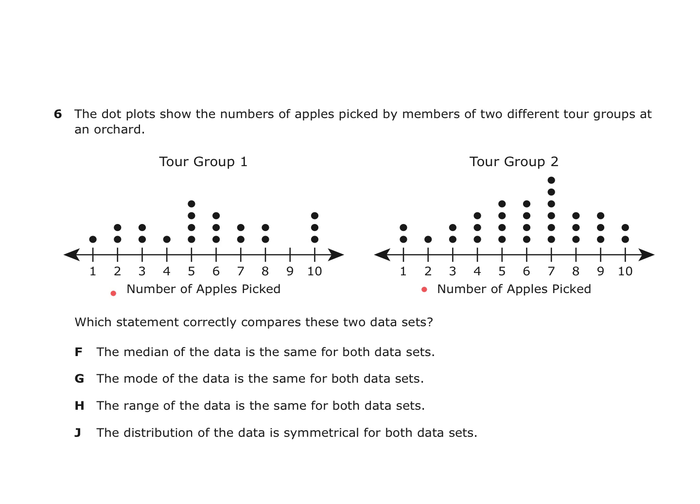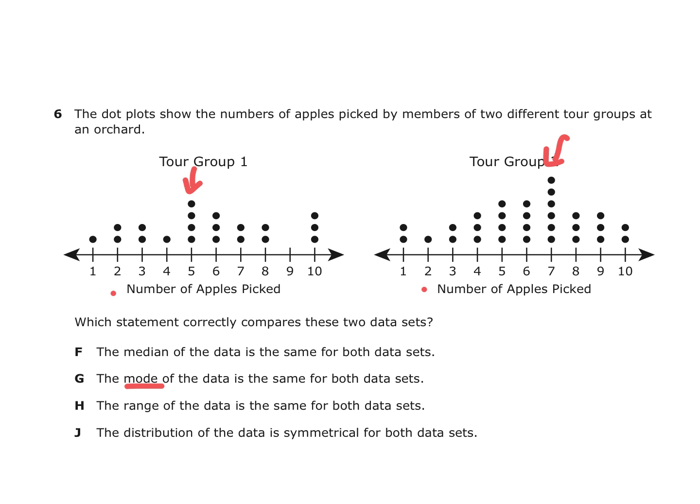Let's take a look at the mode. The mode is the one that appears the most. Is it the same for both data sets? Well, on group 1, you're going to have 4 of these here. And over here, you have the most here at 7.